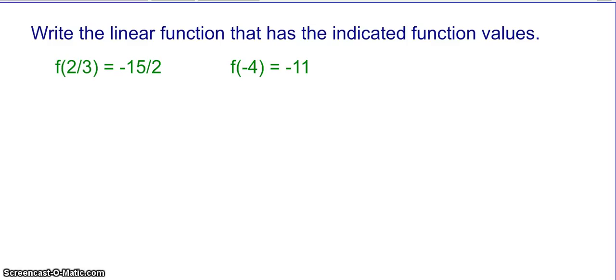Okay, so write the linear function that has the indicated function values. What does that mean? That means your answer is a function because you are trying to write a linear function. If it's linear, what does that mean? Linear means line. So you're trying to write the function of a line.